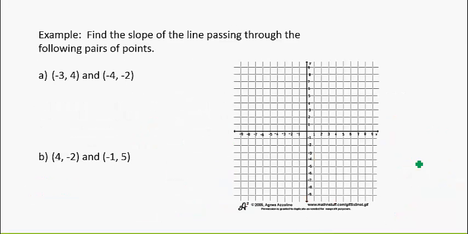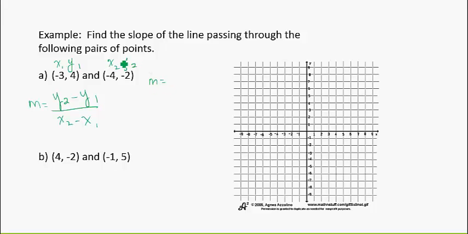Okay, let's look at an example. In this problem, you're asked to find the slope of the line passing through the following pairs of points. I'm going to show you this two different ways. The first way I'm going to do this is by using the slope formula, which is y2 minus y1 over x2 minus x1. You subtract your y's and divide it by the difference in your x's. I typically just call my first point x1, y1, and my second point x2, y2, and then this is just a matter of substituting.